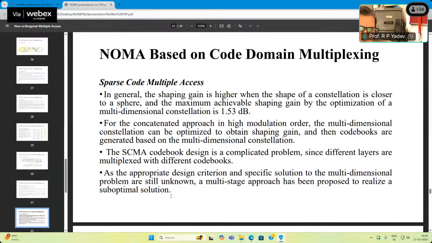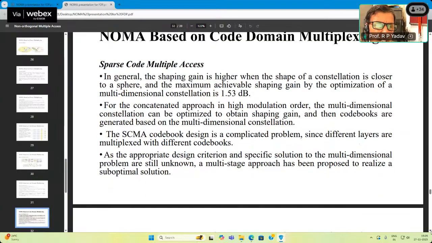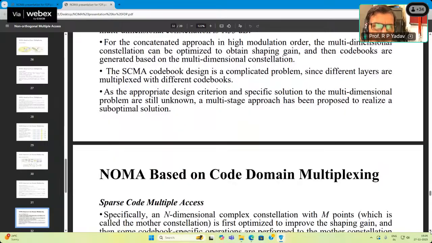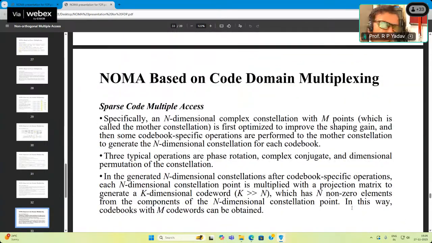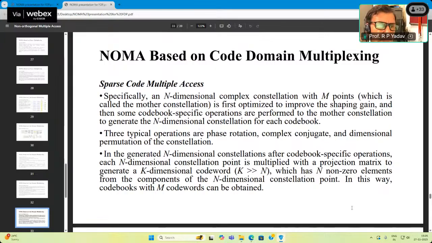For the concatenated approach in high modulation order, the multidimensional constellation can be optimized to obtain shaping gain, and then codebooks are generated based on the multidimensional constellation. In SCMA, codebook design is a complicated problem since different layers are multiplexed with different codebooks. As the appropriate design criteria and specific solution to the multidimensional problem are still unknown, the multi-stage approach has been proposed to realize a suboptimal solution. So there is not any exact solution. Each one of them is exploring some solution that maybe can work better.